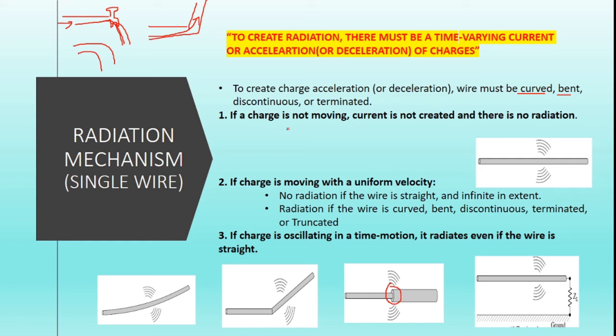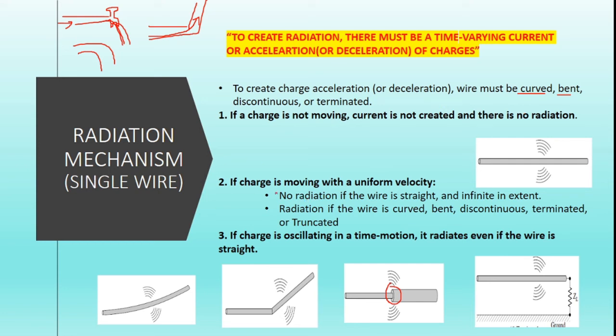Now let us see here. If the charge is not moving, the current is not created and there is no radiation. So only when charges move, what is current? Current is nothing but movement of charges, movement of electrons. So if the electrons do not move, then there is no current, which means there will obviously be no radiation.